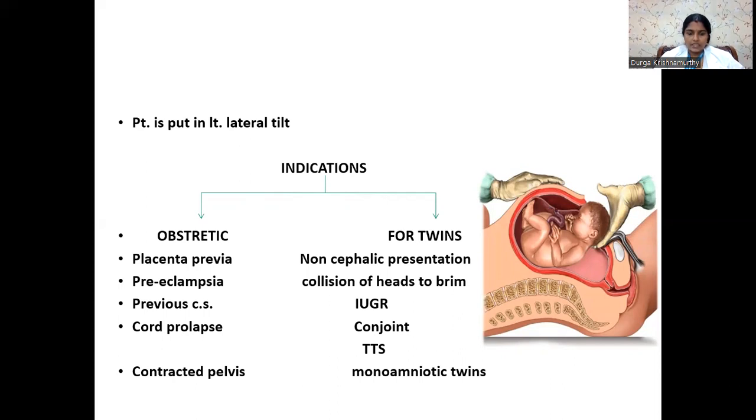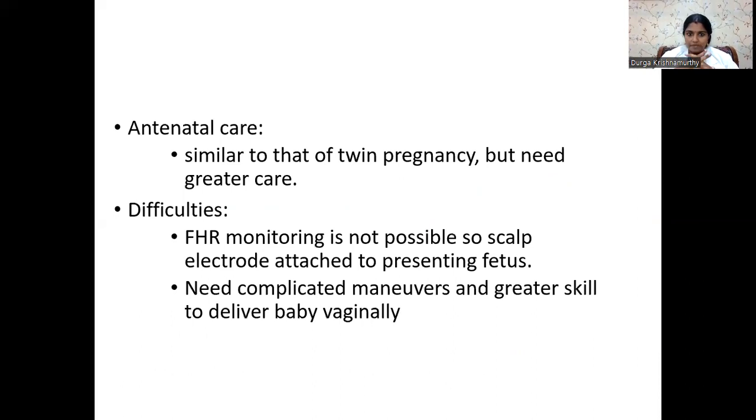We go in for cesarean sections in multiple pregnancy if there are associated obstetric complications like placenta previa, preeclampsia, previous history of cesarean section, cord prolapse or contracted pelvis. For the sake of twins, if it is a non-cephalic presentation, collision of heads at the brim, IUGR, conjoined twins, TTTS, and monoamniotic twins, we go for direct cesarean sections where we don't wait for a vaginal delivery.